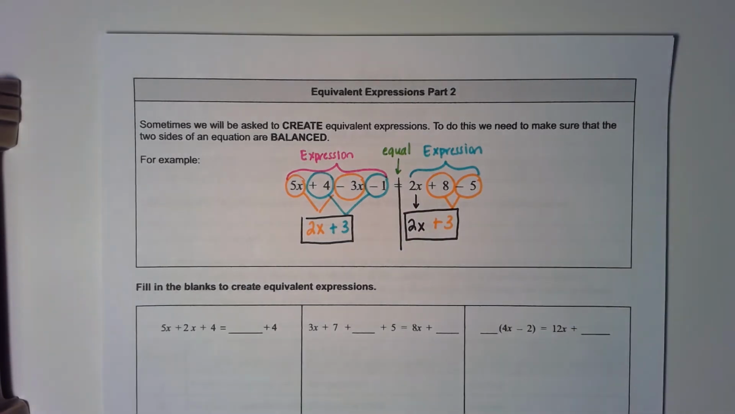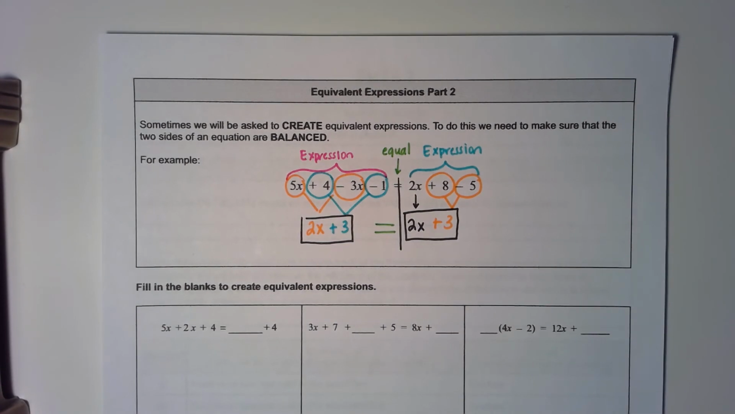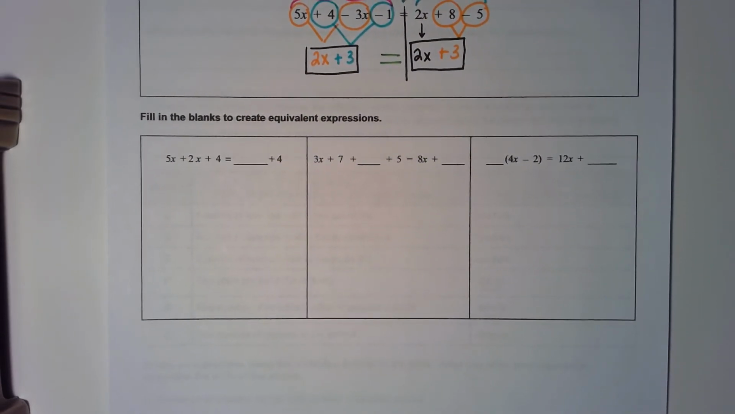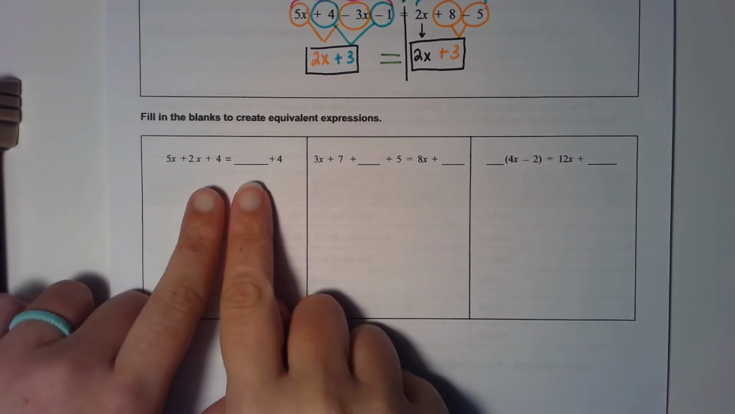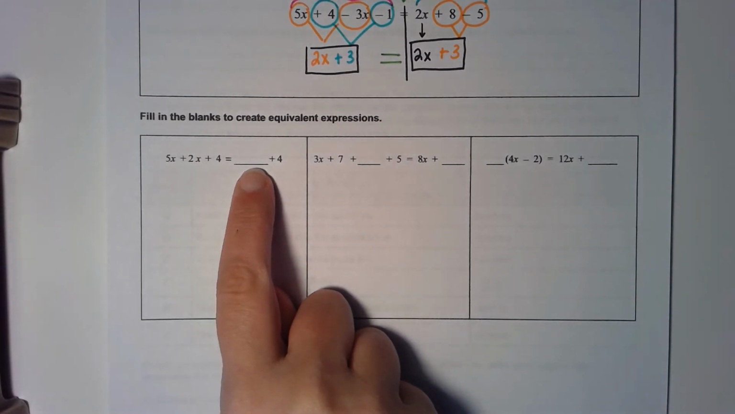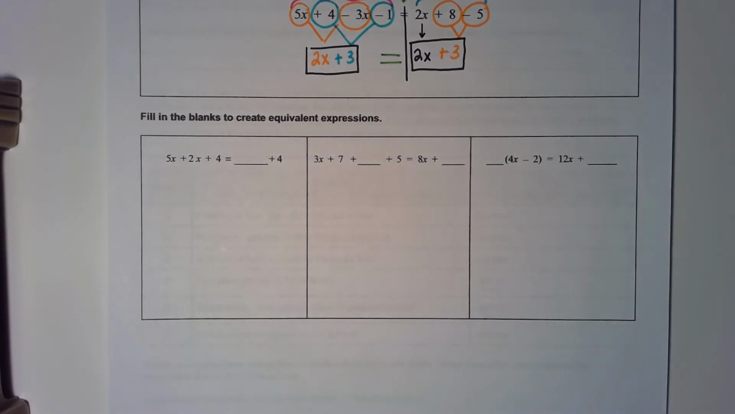Since these two expressions are the same, they are equivalent. They're equal. Now, here's how we're going to ask you to think about this. We're going to give you an equation where you're missing some pieces. For example, you can see there's a blank here on the right side of the equation. You're missing that information. We want you to figure out what to fill in the blank with to make the expression on the left side equal to the expression on the right side.